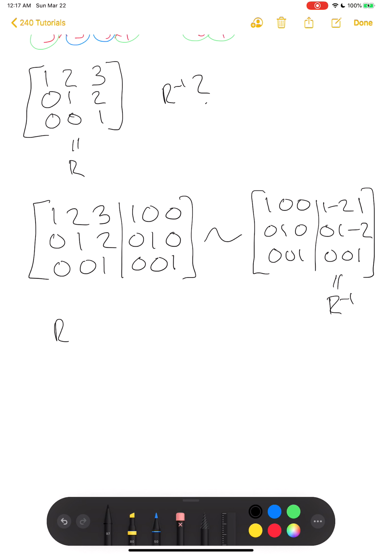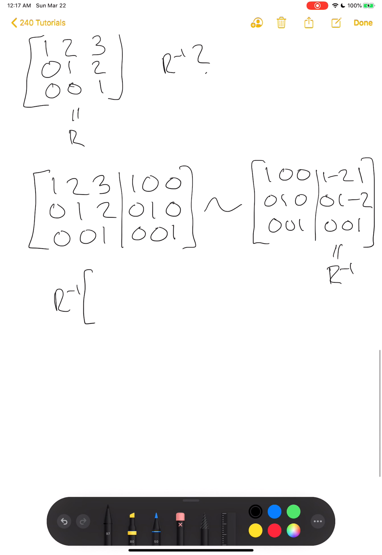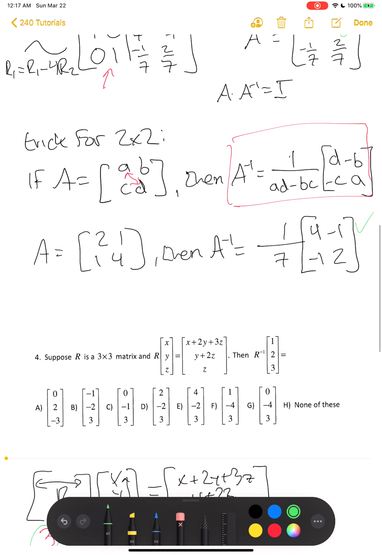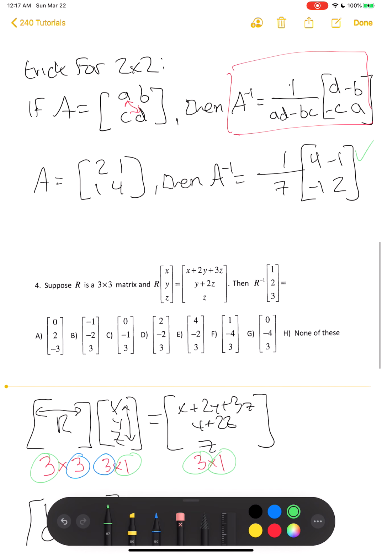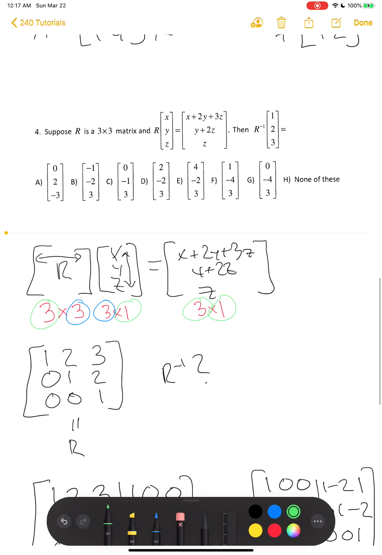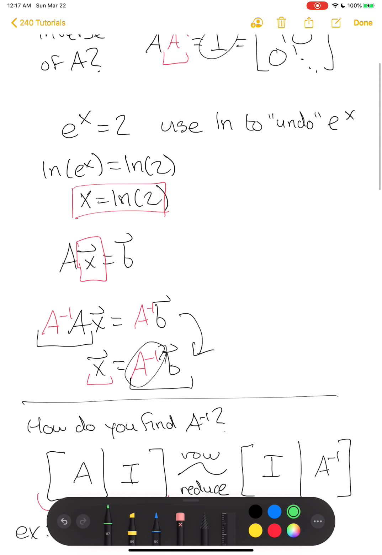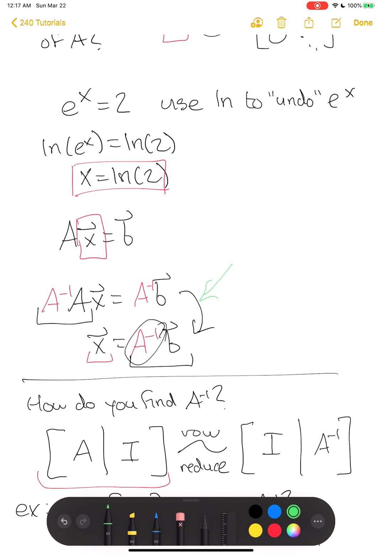And so R inverse times, what was it? 1, 2, 3 gives me 0, negative 4, and 3, which was option G, I believe. Yep. Okay, so this is just a couple more example problems on how to actually find the matrix. Like I said, just follow the algorithm and you'll do fine. And just remember that this right here is important to understand for exams.